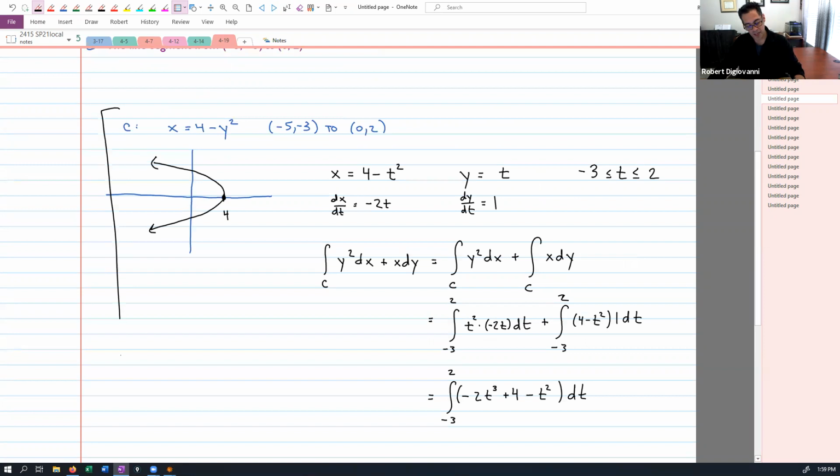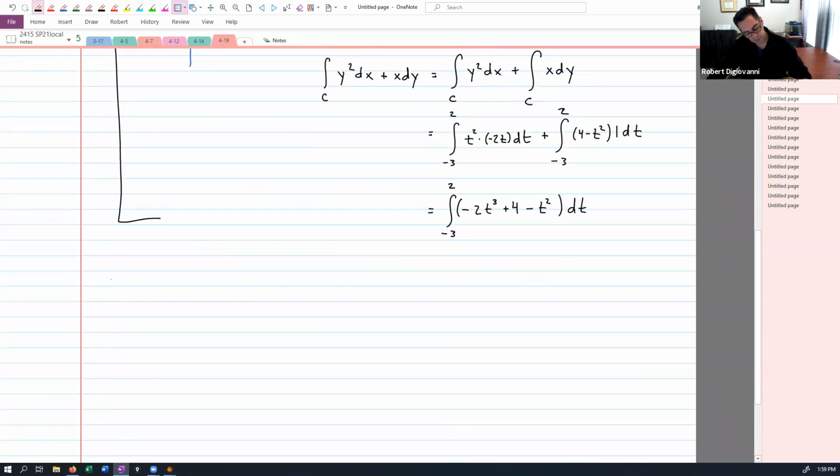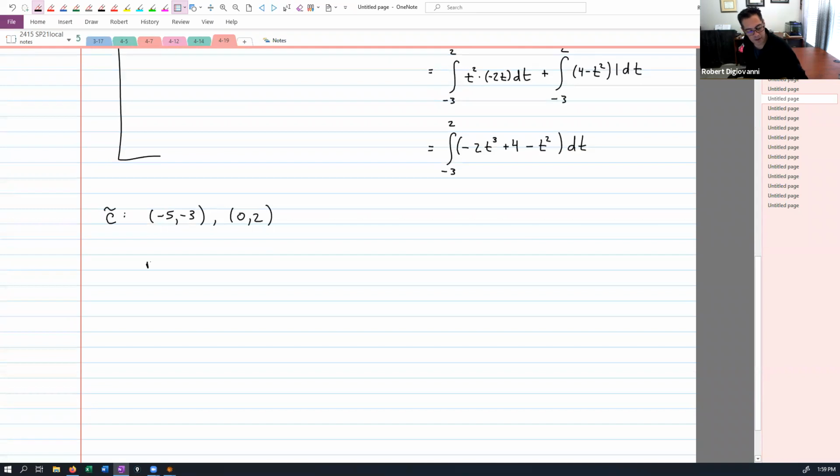Okay, that was all over C. Let's do C tilde now. C tilde goes from -5, -3 to 0, 2. Straight line, right? So I'll just do a vector equation of a line. I'm starting out at -5, -3, and I'm ending at the other point. So my direction vector, remember, I'm going from here to there, so I subtract. Is that what you get? 5, 5 is a direction vector.